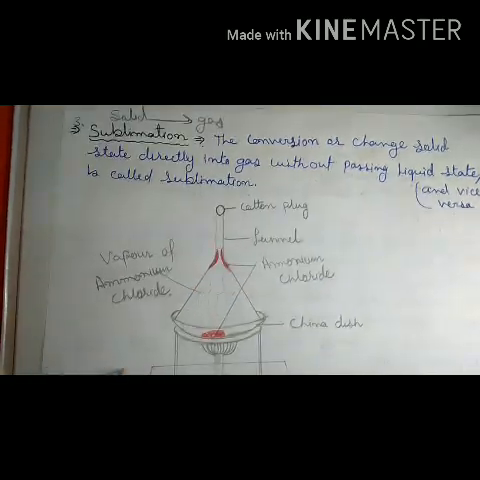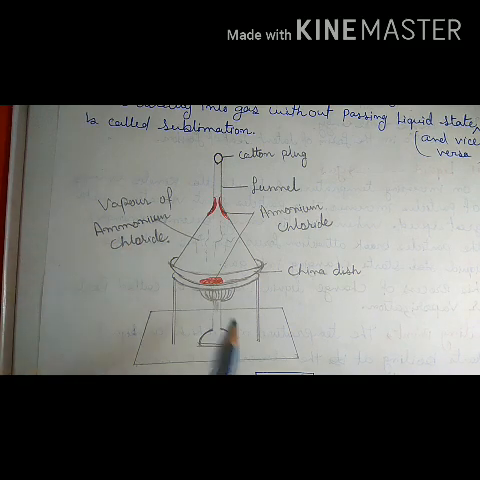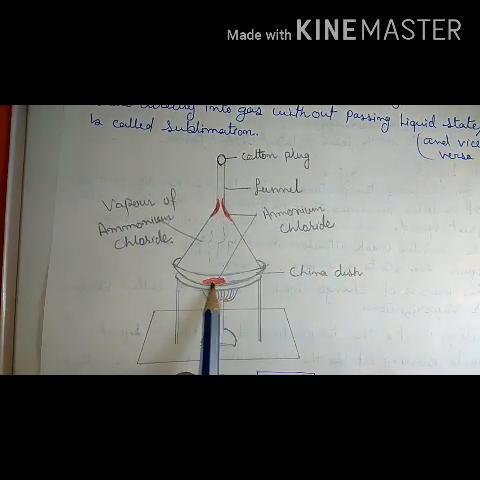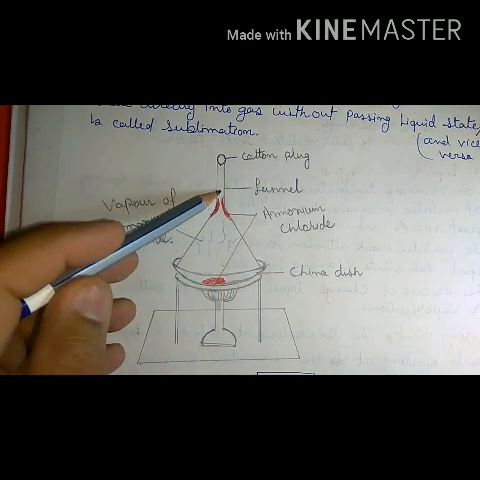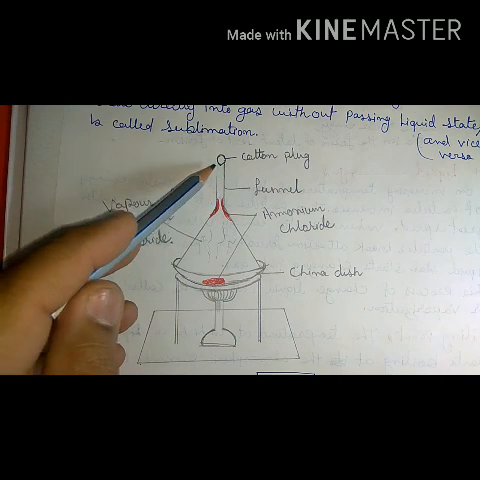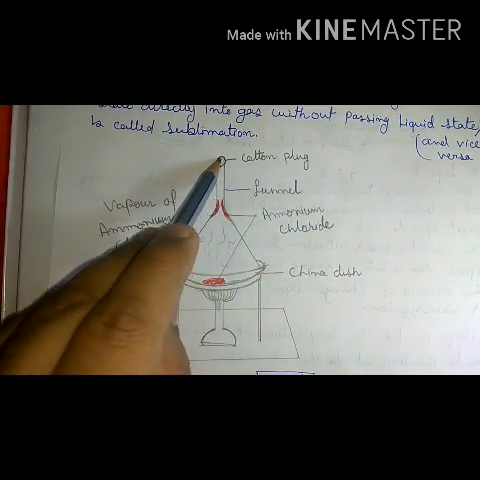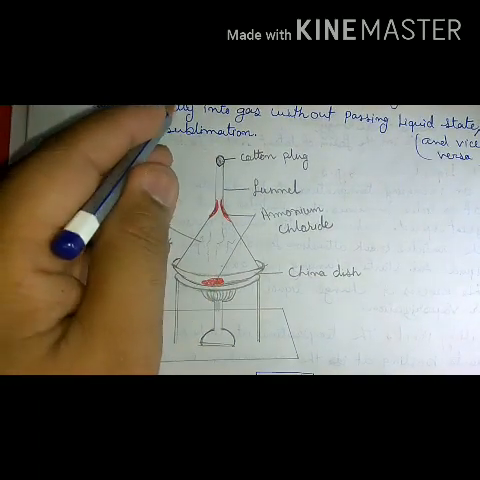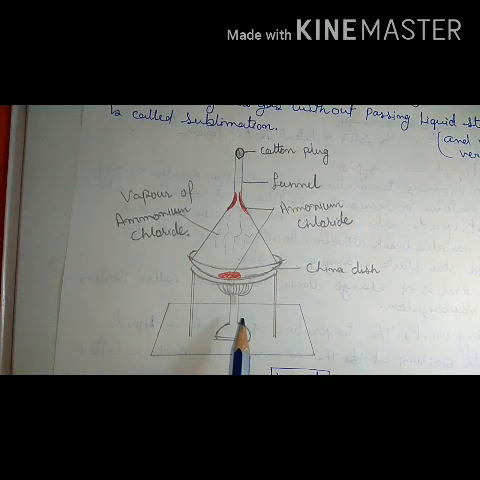To understand it, we can perform an activity. In a china dish, we put ammonium chloride, and an inverted funnel is placed on it with a cotton plug. This cotton plug is normal cotton, which prevents the gas from passing outside from this setup. Now we give the heat.